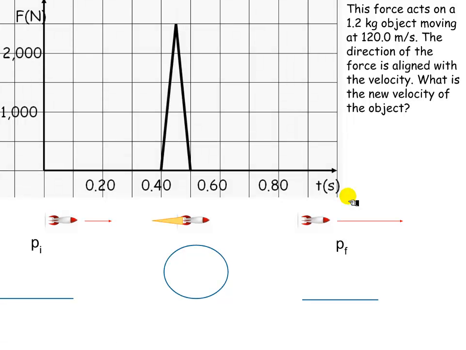So let's look at this example. Let's say a force acts on a 1.2 kilogram object moving 120 meters per second. The direction of the force is aligned with the velocity. So this force from the exhaust is acting on the object. What is the new velocity of the object? So here's the before, the during, and the after situation. And here's a graph of the force being applied to the rocket for a certain amount of time.